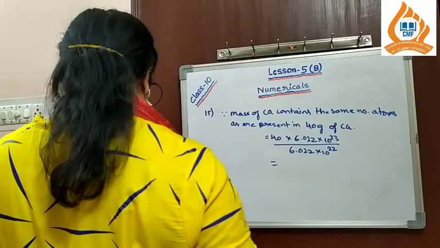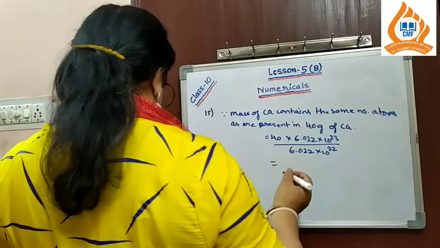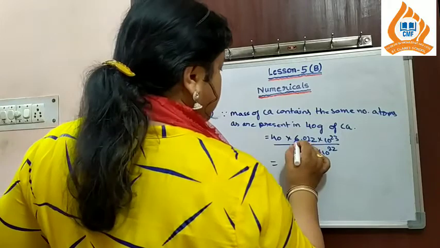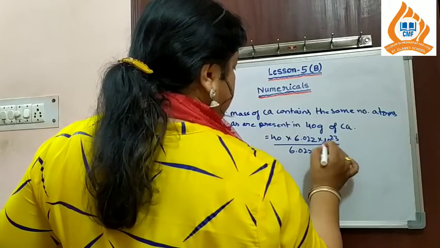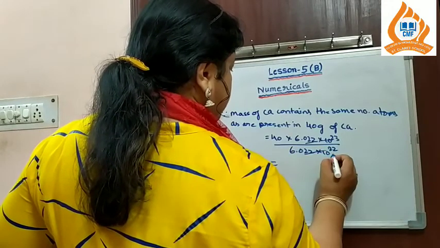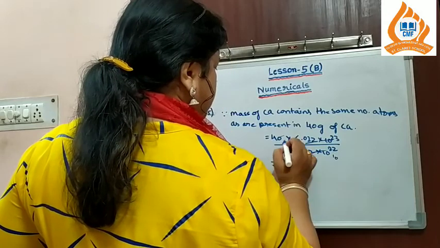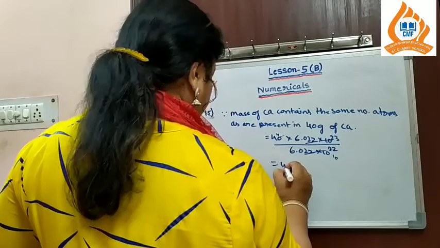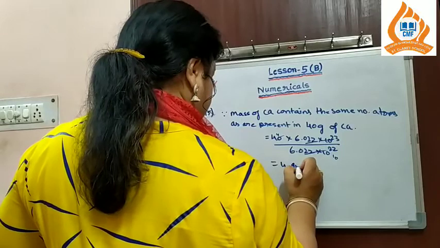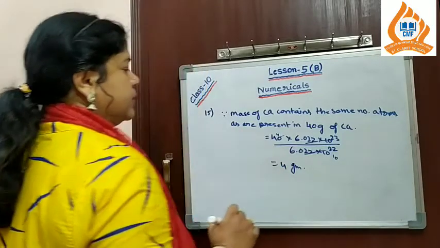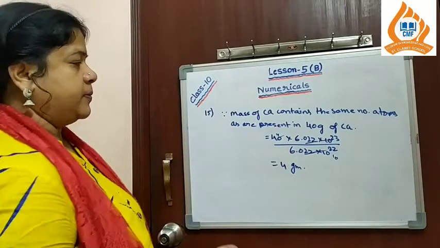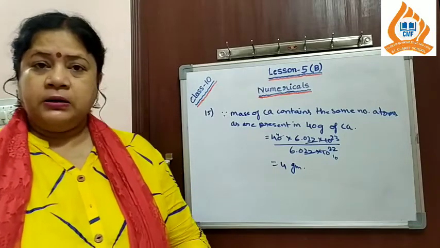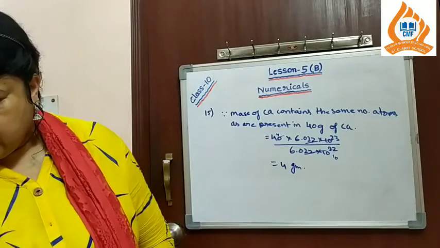After division it comes out, because this 2 will get divided. Okay, this 2 will be cut, 10 will come, 10 fours are, so 4 grams. Okay, so in this way we find out how much the mass will be. It comes out as 4 grams.